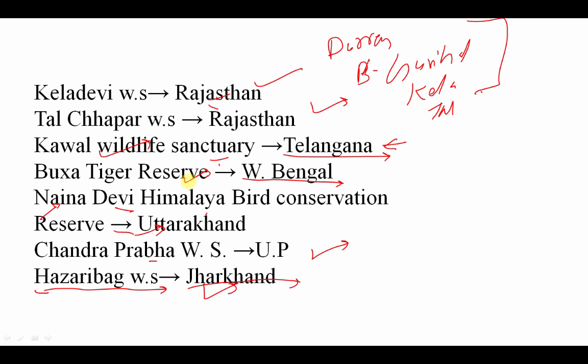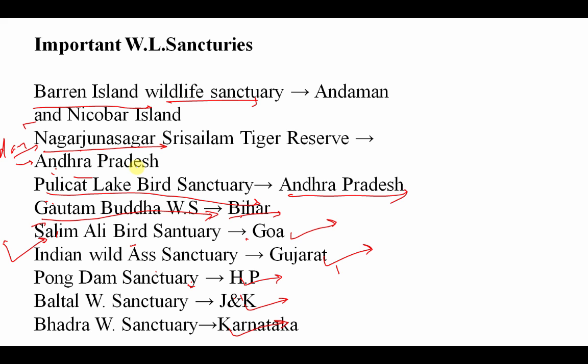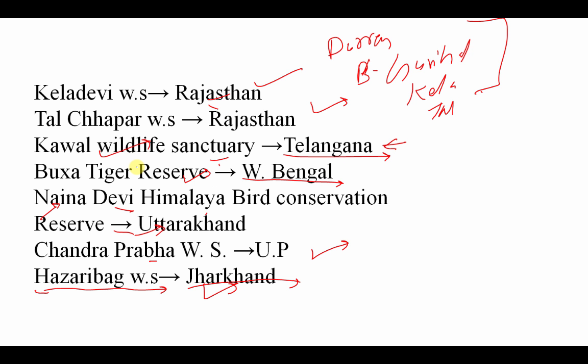So I will recap once again. Kela Devi and Tal Chhapar are in Rajasthan. Kawal is in Telangana. Buxa, as I told you, is in West Bengal. Naina Devi and Nanda Devi are both in Uttarakhand, so don't be confused over this. Chandra Prabha is in UP, and Hazaribagh is in Jharkhand. These are the important wildlife sanctuaries you need to remember. Apart from them, you don't need to go through any other wildlife sanctuaries.